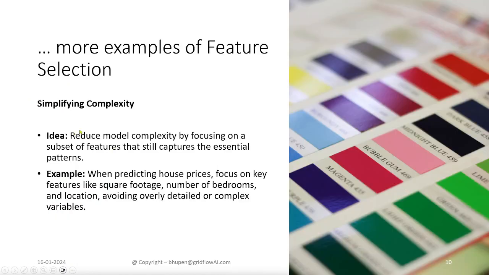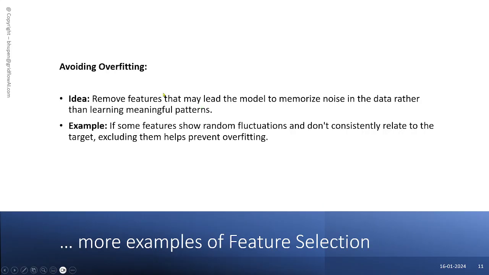Some more examples of feature selection. Simplifying complexity. When you have lots of columns, the model tends to overfit, and it doesn't really generalize well. So you might want to think of how we can reduce the complexity of the model. Avoiding overfitting. This is a very big problem in any of machine learning or deep learning.